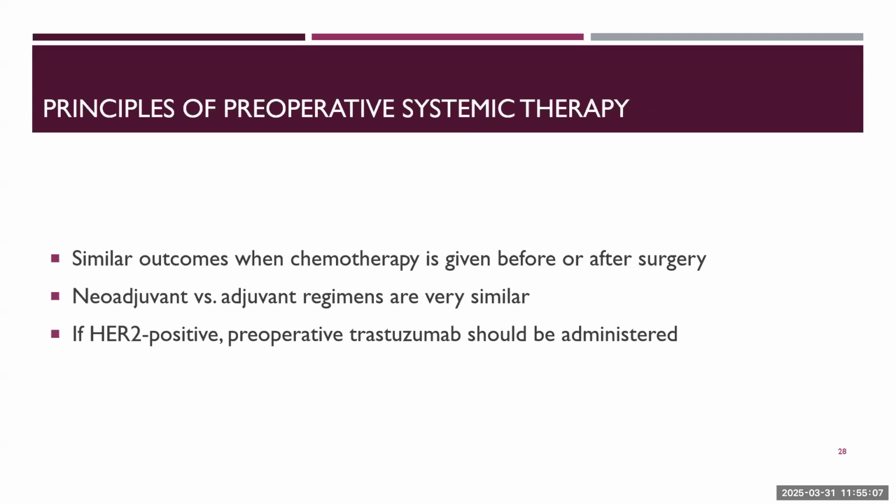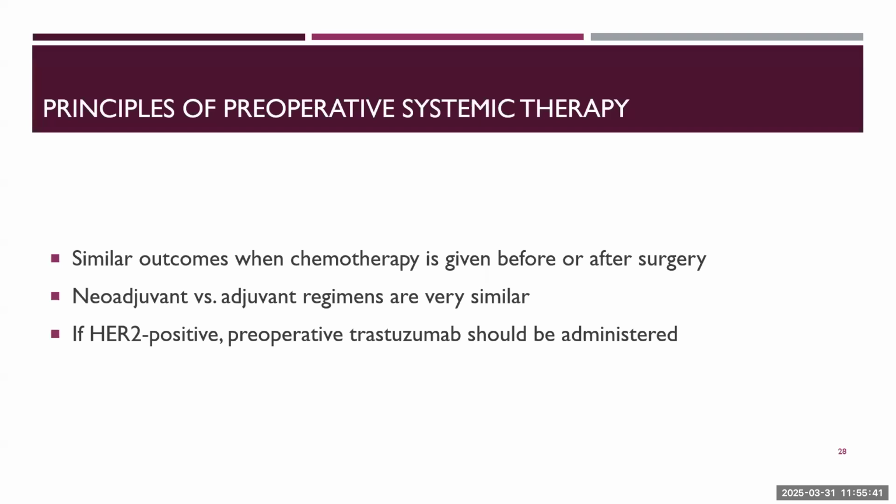So there are similar outcomes when chemotherapy is given before or after surgery. The neoadjuvant and adjuvant regimens are very similar in terms of what we would give. If the patient is HER2 positive, then they should receive preoperative trastuzumab, which is an anti-HER2 antibody. Really our goal of preoperative systemic therapy is to have them have a complete pathologic response. So when they go in for surgery, they're not able to find any residual disease. That treatment that we gave up front was able to eradicate the disease.